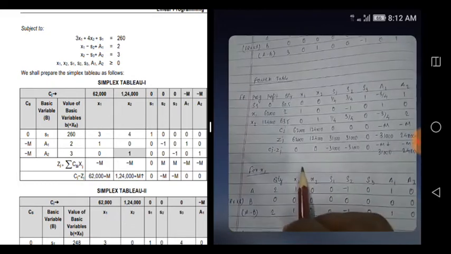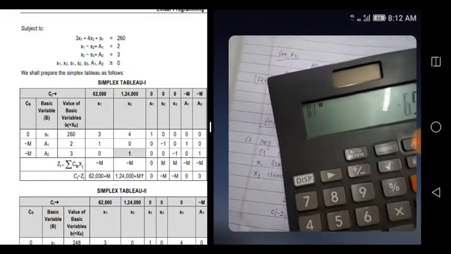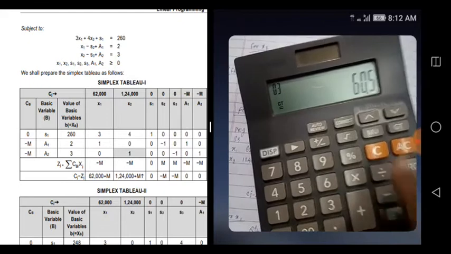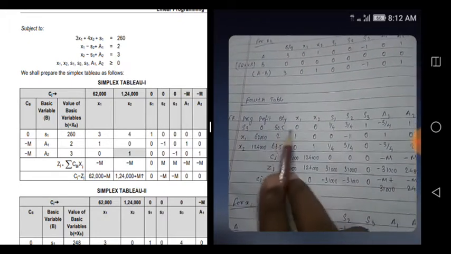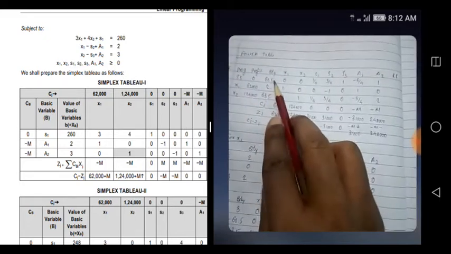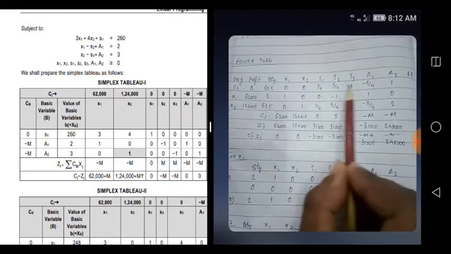So see, 242 divided by 4 is 60.5. That's what is taken here. Then 0 divided by 4, 0 divided by 4, 1 by 4, 3 by 4. See, hope you are understanding, right? So like that you will find this one.